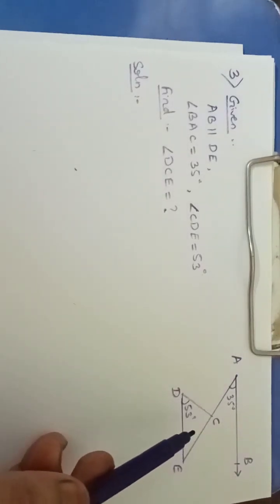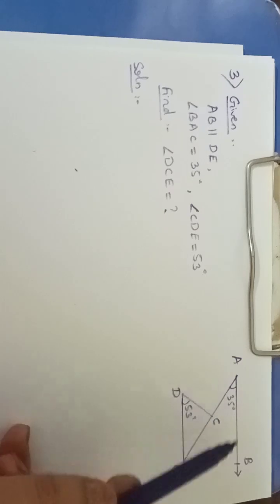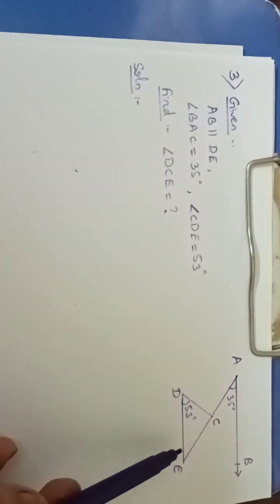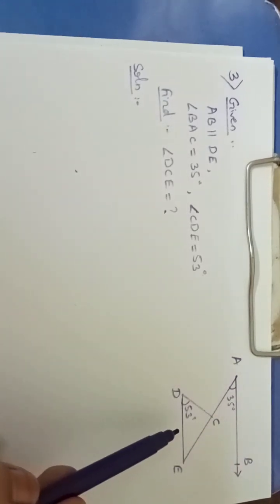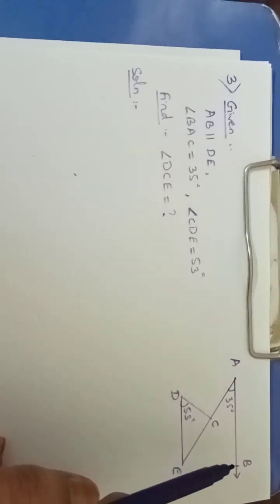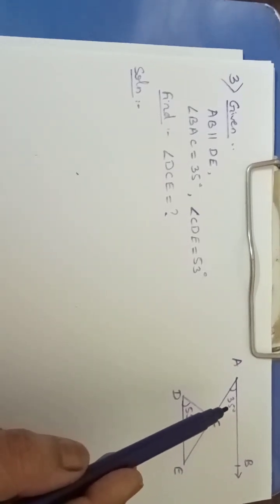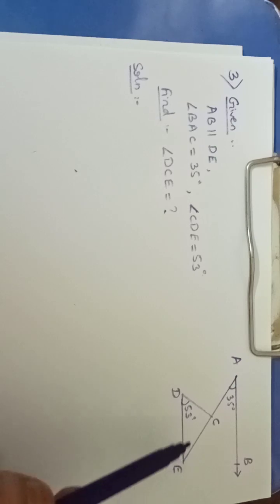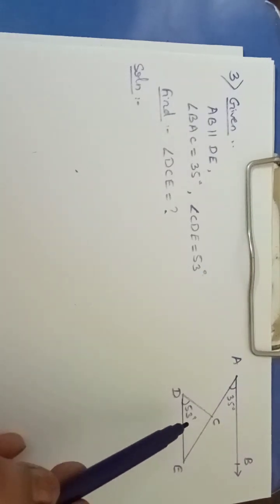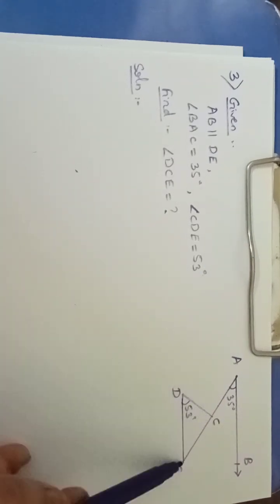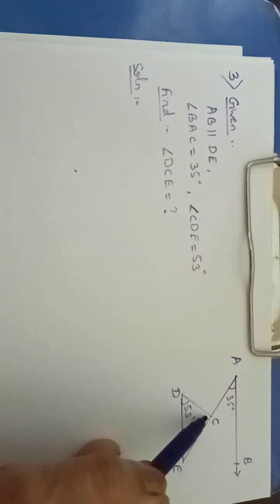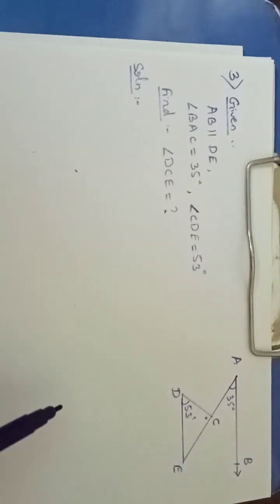This is the figure for the third sum. In this it is given AB is parallel to DE. These two lines are parallel to each other. And angle BAC is 35 degrees. Angle CD is 53 degrees. You have to find angle DCE. That means this angle you have to find out.